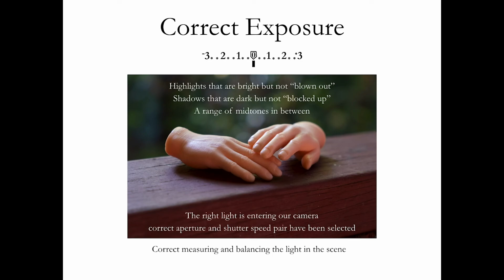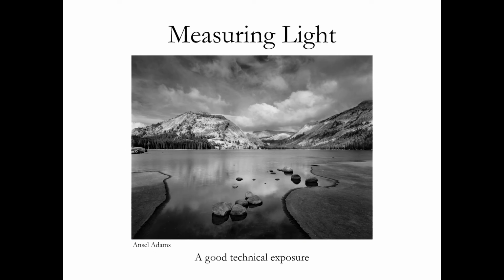How a correct exposure appears will depend on the actual scene being photographed, but typically we'll have highlights that are bright but not blown out, shadows that are dark but not blocked up, and a range of midtones in between. A good technical exposure will produce a final image that accurately represents the original scene by balancing the light. So notice in this image by Ansel Adams that the highlights are bright but not overexposed, the shadows are dark but still contain detail, and there is a range of midtones in between.